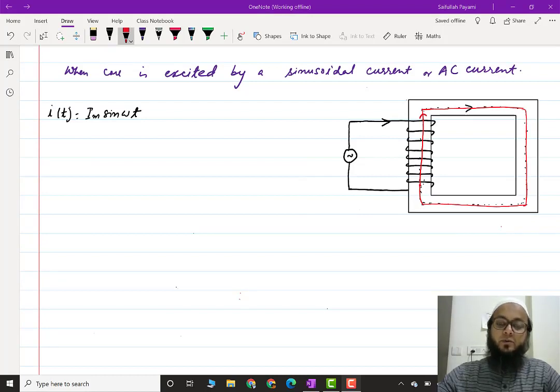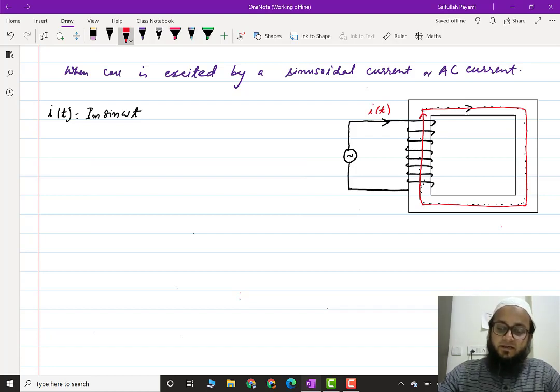So now we will discuss when the core is excited by a sinusoidal current or AC current. Obviously, the same previous coil has now been energized by an AC voltage. So the current flowing in the coil would be a sinusoidal current i(t), and this current will push the flux.